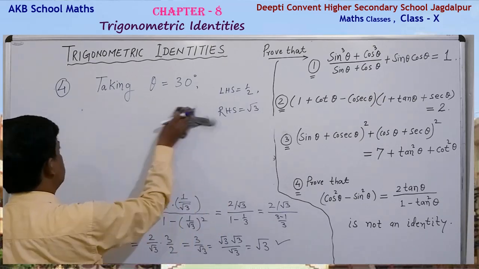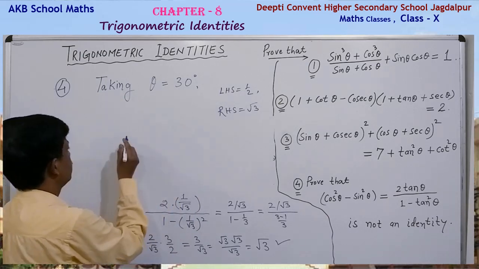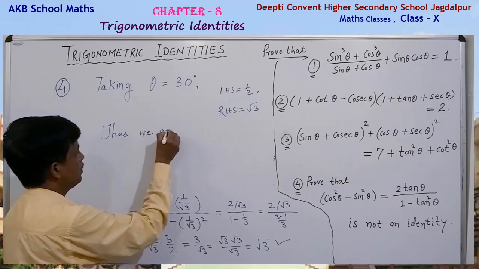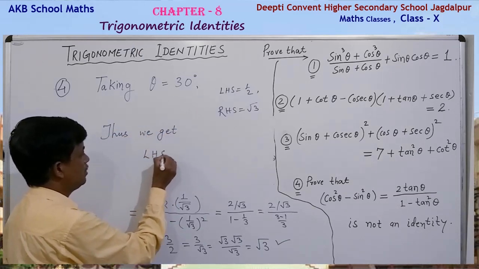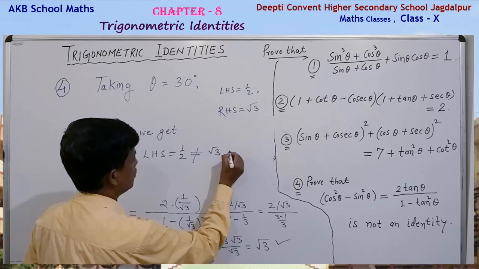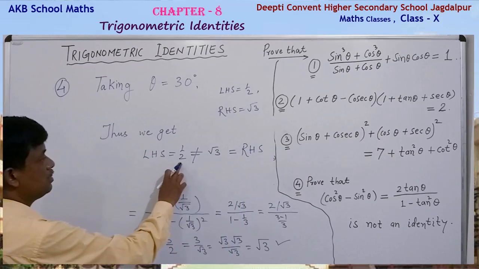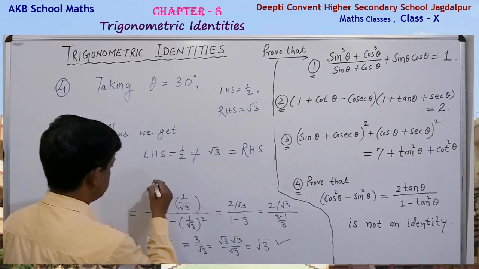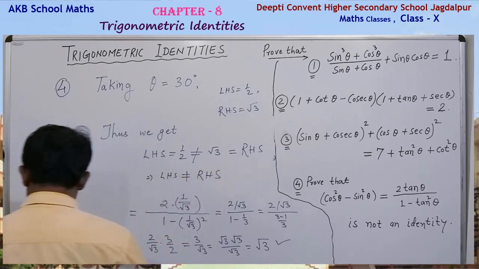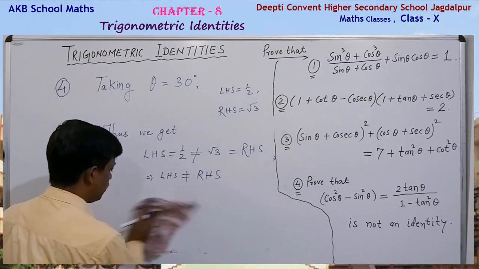That is not an identity. Thus we see that left hand side equals 1 by 2, which is not equal to root 3, the right hand side. Left hand side is 1 by 2, right hand side is root 3, not equal. This implies left hand side is not equal to right hand side. So the given relation is not an identity or equation.